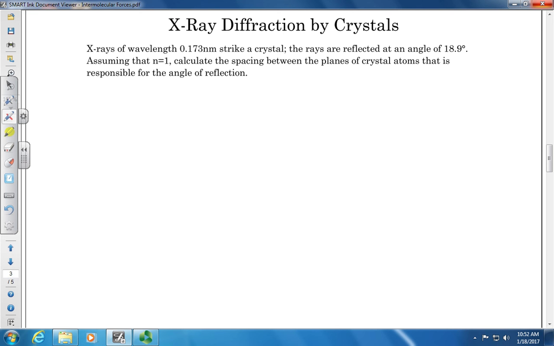This may seem like a very complicated request, but I promise you it is much easier than you think. All we have to do is look at what we are given. We're given a wavelength of 0.173 nanometers, an angle of 18.9 degrees, and a principal quantum number of 1.